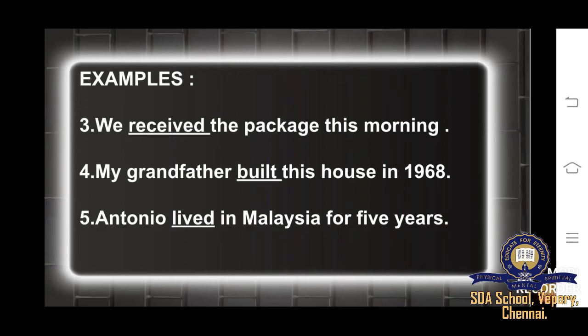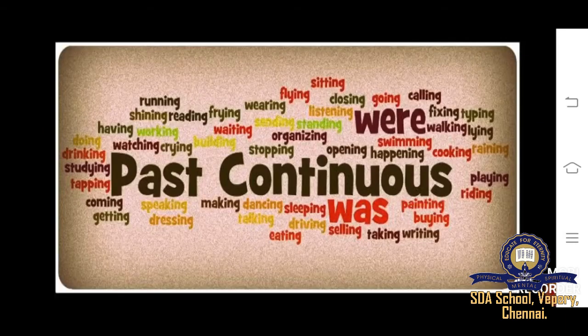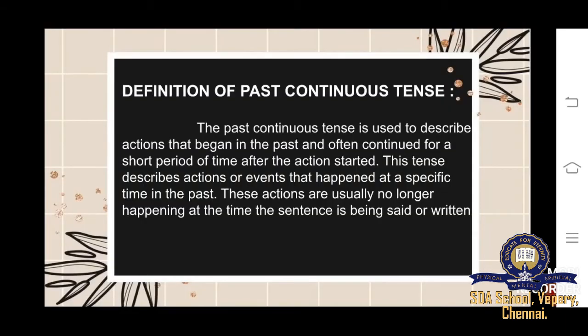Okay, let's now move on and talk about past continuous tense. Definition of past continuous tense. The past continuous tense is used to describe actions that began in the past and often continued for a short period of time after the action started. This tense describes actions or events that happened at a specific time in the past. These actions are usually no longer happening at the time the sentence is being said or written.